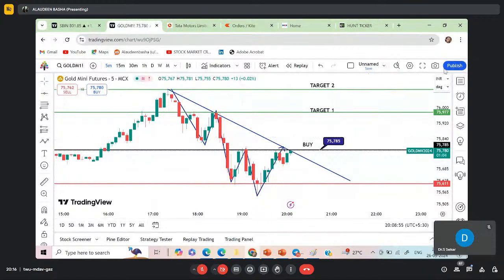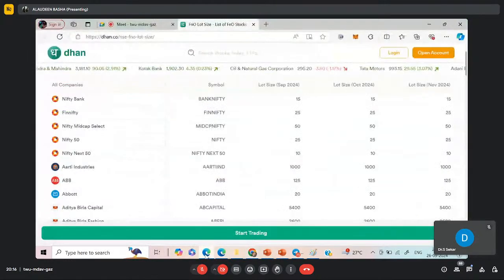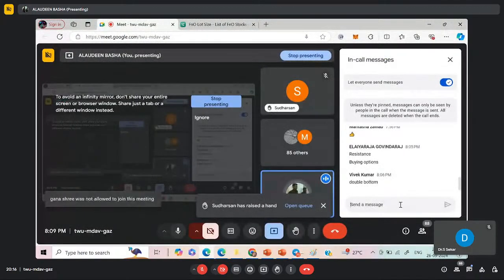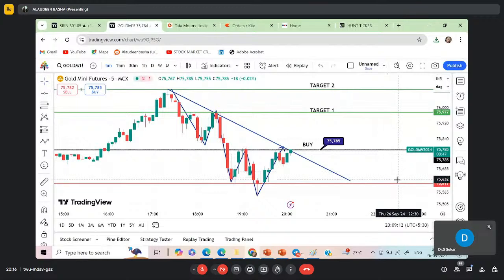I take this snapshot for our future reference, whether it will work or not. It is not able to share the pictures in Google Meet, so I just take the snapshot. No problem. We'll wait. Before closing our session, we will see what will happen, whether it achieves the target or we first get the trade.